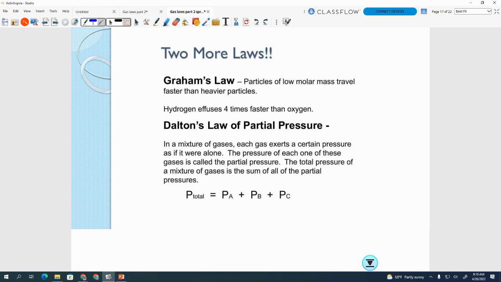So, two more laws. Basically, what Graham's law. I'm not going to give you the formula for Graham's law because the formula has a square root in it and all of that. But what we really need to know about Graham's law is actually pretty logical. If you have particles that have a very low molar mass, they will travel faster than particles that have a high molar mass.